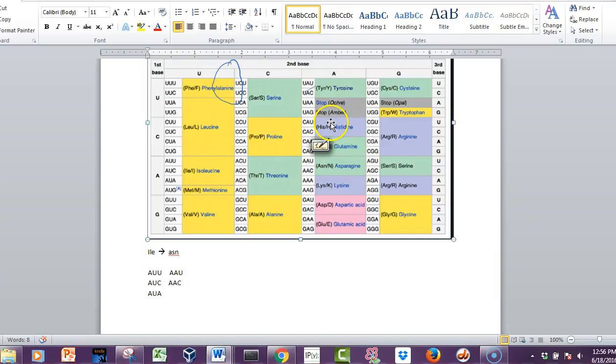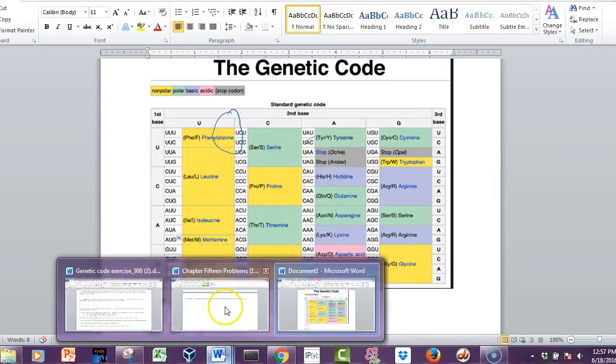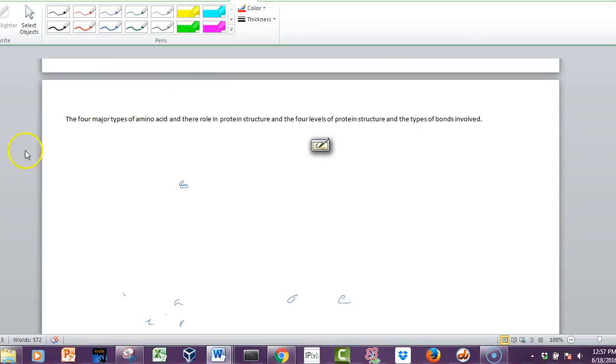Which ones are polar? Let's see here. Oh, the light green, bluish ones are polar, but they're polar and uncharged. The purplish ones are basic, meaning they're positively charged, and the red ones are acidic, meaning they're negatively charged. So let's go over that over here. We're going to have polar, but uncharged.